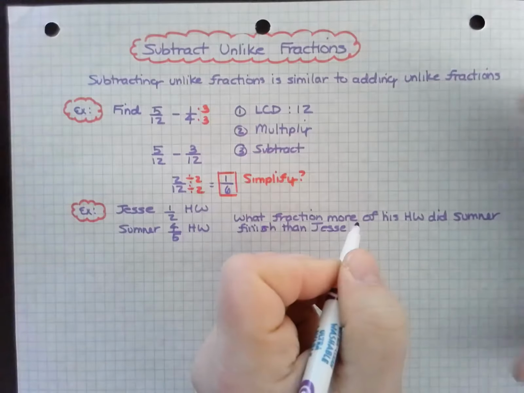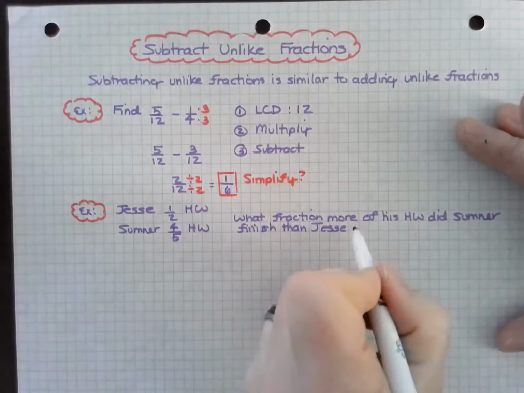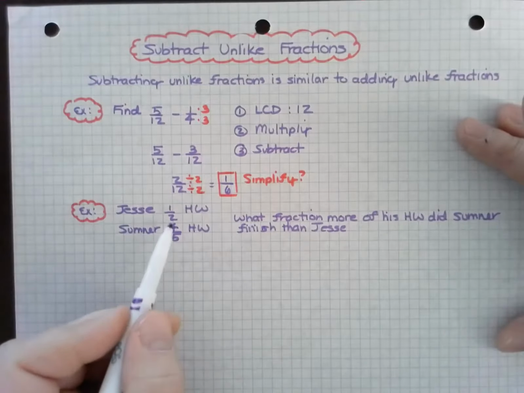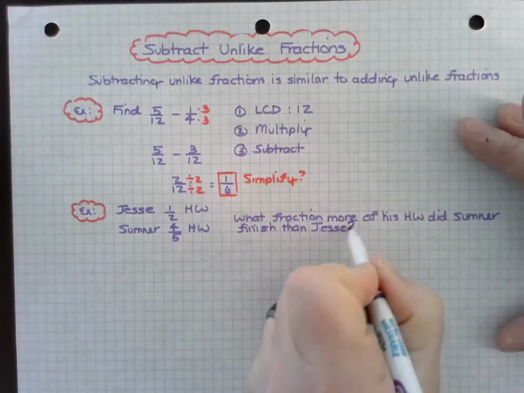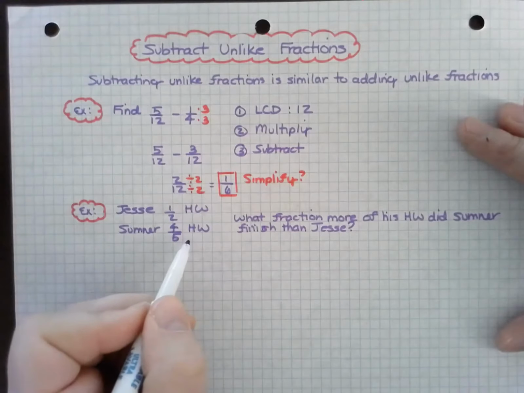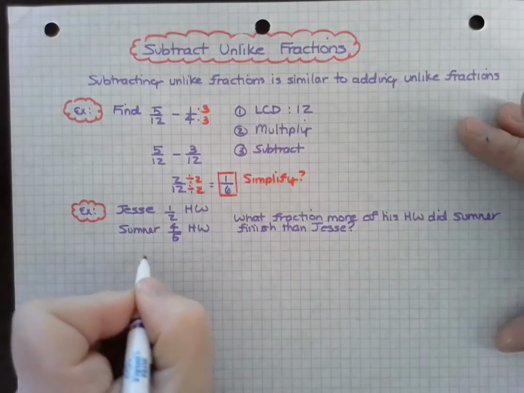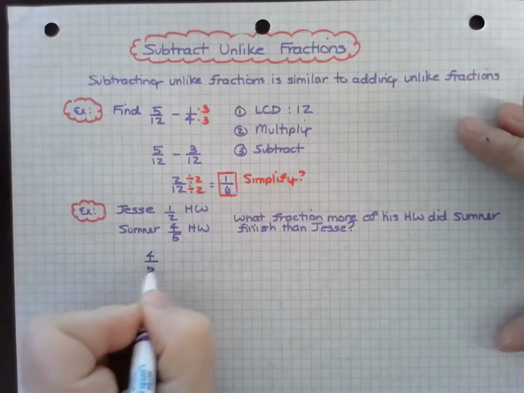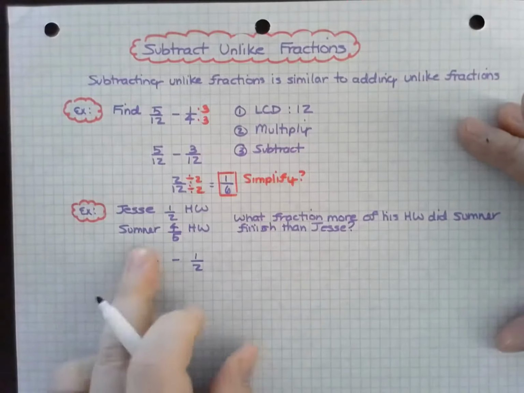So this is where that rounding lesson that we did for the first lesson in this topic comes in handy, because I need to figure out which one I'm supposed to subtract from. Well, 4/5 is closer to 1, so 4/5 is the larger number, so that goes first. 4/5 minus 1/2. And it's also Sumner minus Jessie.